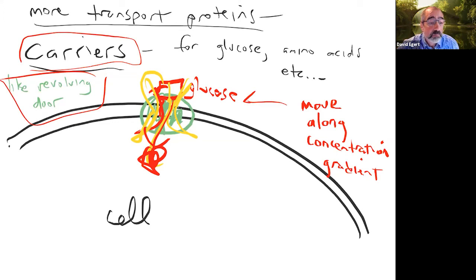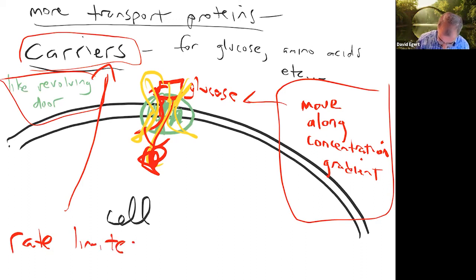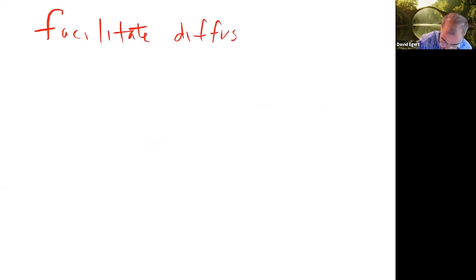So if you have a bunch of glucose trying to get into a cell or getting out of a cell, it's still going to move in or out according to its concentration gradient, but there's going to be a maximum rate that things can move across using a carrier. So these are rate limited. In fact, this idea, we call this facilitated diffusion. Facilitated diffusion is crossing a membrane using a carrier.